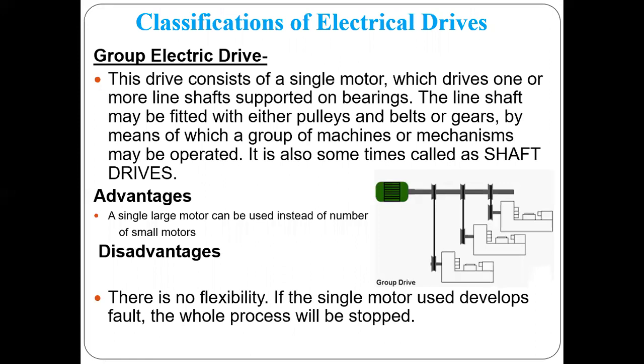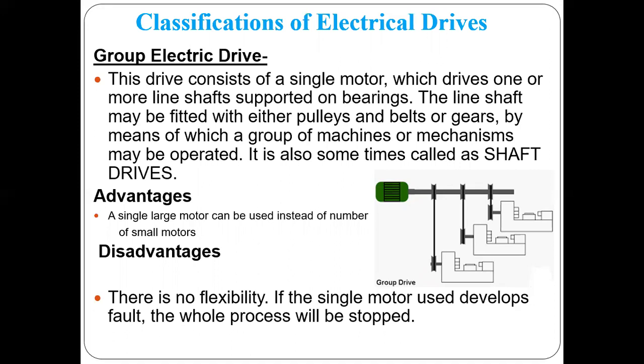Now we'll discuss in detail the classification of electrical drives according to the number of machines. The first electrical drive is the group drive. Here we can say the group electrical drive. In this figure, you can see their phenomena and their function. This group drive consists of only one single motor, and one single motor is connected to different types of load, or we can say machines.